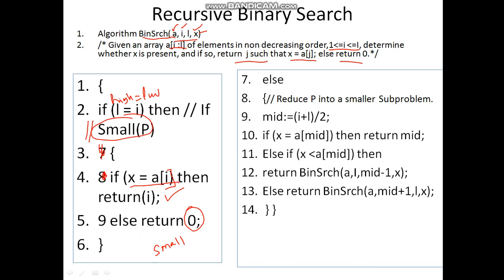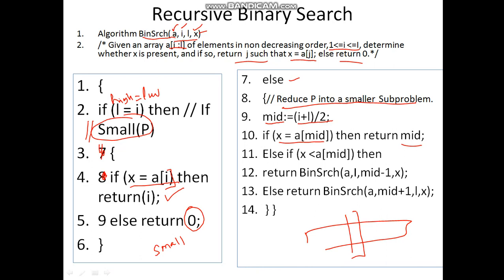If you find that the problem is not small, we will reduce it into smaller subproblems. So what is the smaller subproblem? We will calculate mid is equal to (low plus high) divided by 2. And now if X is equal to A[mid], return mid. If the value is present at the middle location, return that mid index.